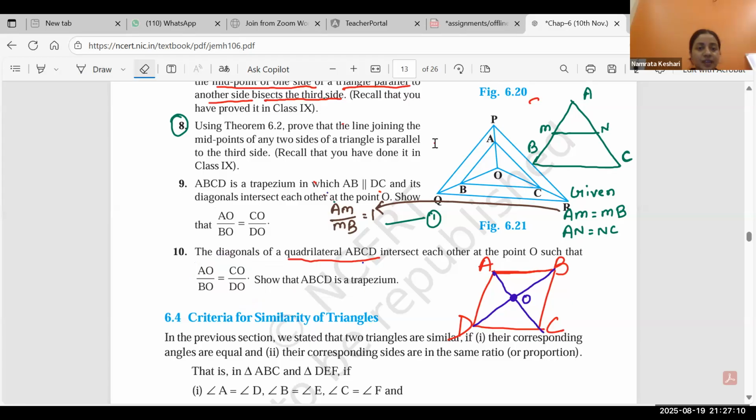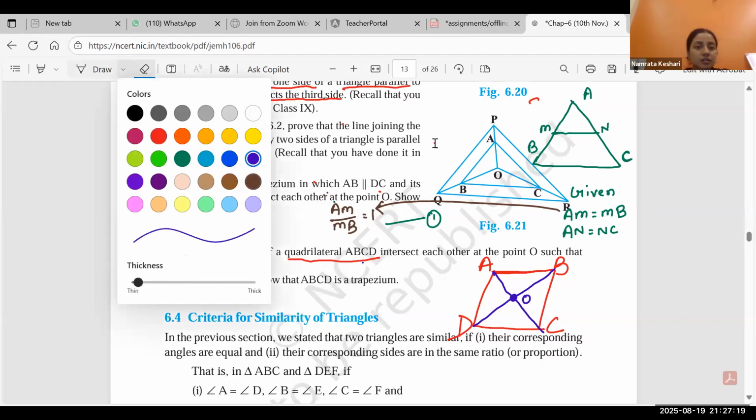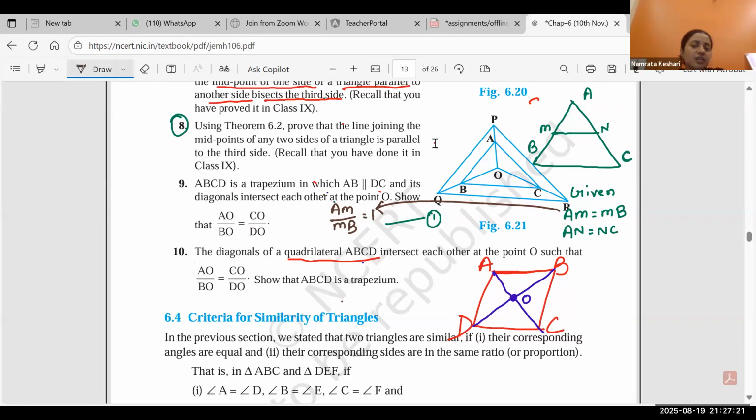Yes, ma'am. So this time, after giving the same ratio, what are we being asked? Prove that it is a trapezium. Try doing it by yourself and let me know in the next class if you were able to think about it or not. Here also proper explanation is required. That's why I want to take this question in the next class.